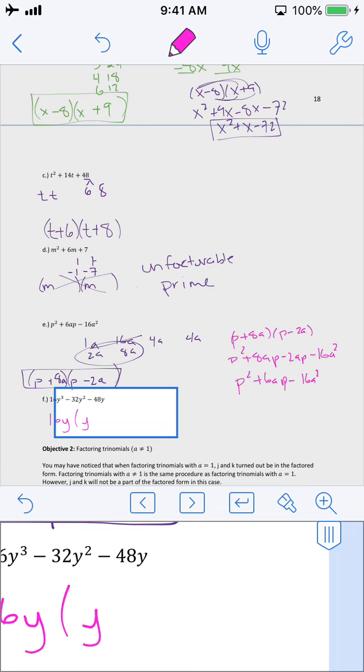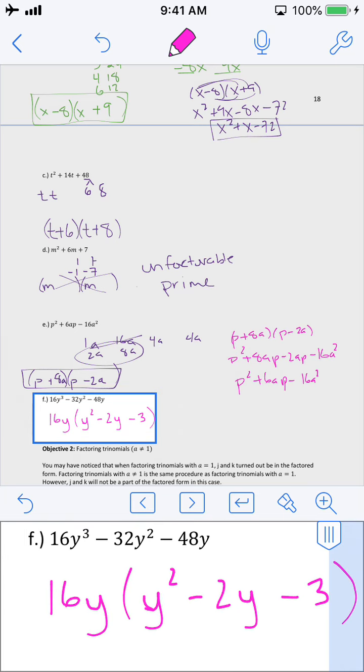And then I get y squared minus 2y minus 3. There you go, I've factored it. Have I finished factoring it? No, there's still more that I can do, but that is factoring. I've taken out this thing they had in common, right? Now I can keep going. I can keep undoing this multiplication.